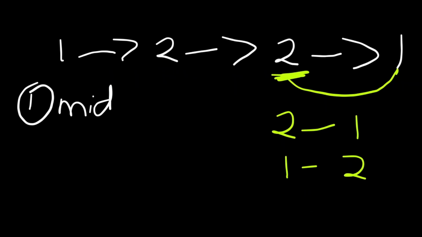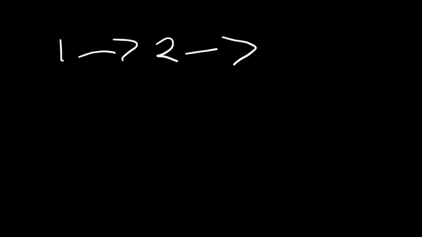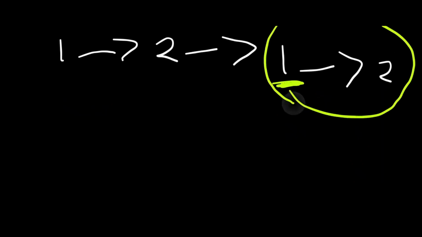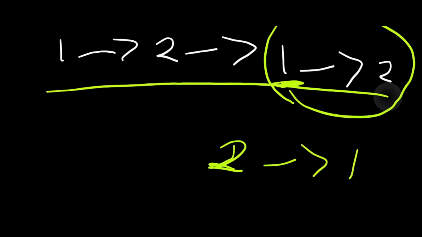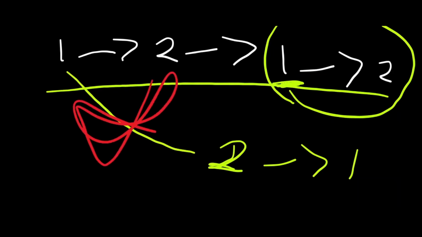But if we add something like 1, 2, 1, 2, and we found the middle here, and then we reversed this middle, so this is going to give us 2, 1, and then we still go back to this original list, right, and we start to compare the values of the middle with the values of the original list, we would see that this is not the same, and we can immediately know that this is not a palindrome.